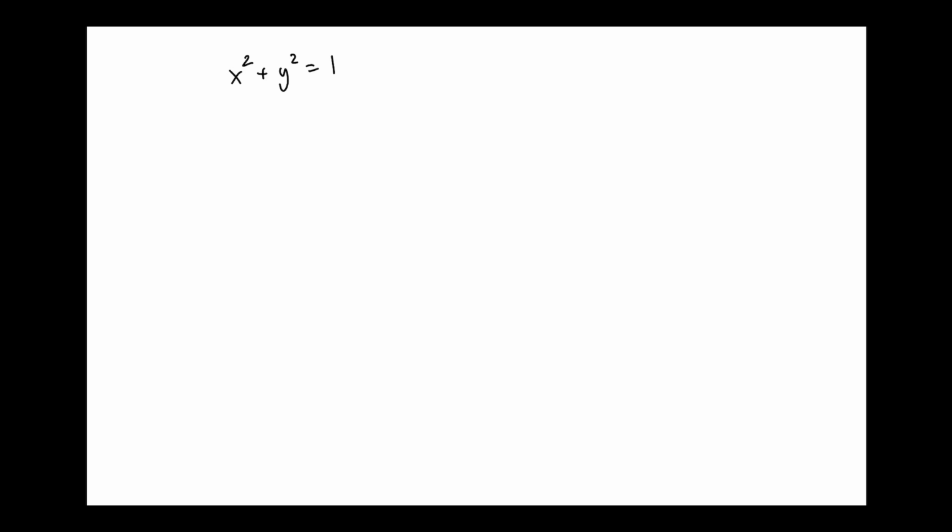Okay, so first off, let's do this the explicit way. Now, the only problem with doing this the explicit way is, do I have y in terms of x? Not yet. Could I get it that way? Sure. And what would be the equation?